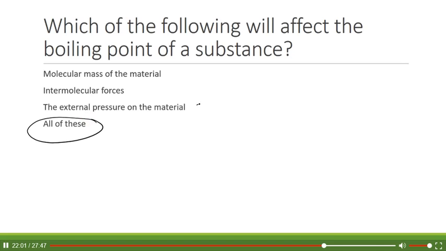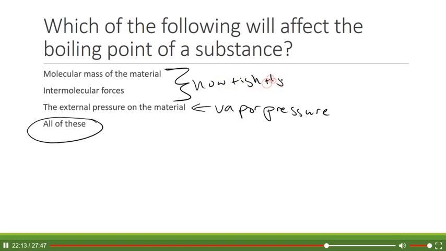The external pressure will affect vapor pressure, and then the other two will affect how tightly the substance is held together. So all of this will affect our boiling point.